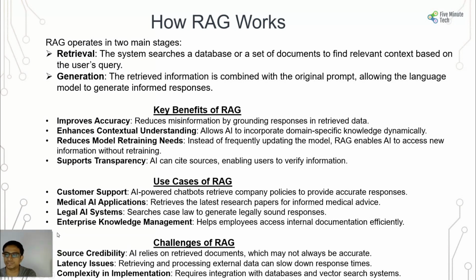Now, the challenges for the RAG application: you have source credibility. AI relies on the retrieved documents, which may not always be accurate. Latency issue: retrieving and processing external data can slow down the response time. And then the complexity of implementation, which requires integration with database and vector search systems. So these are the different areas of how RAG works.